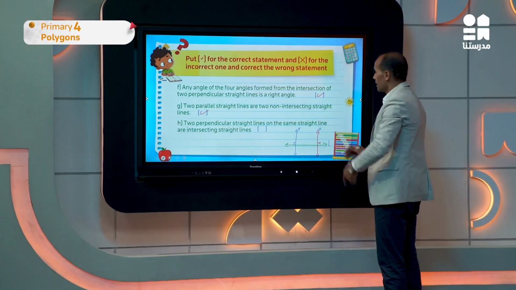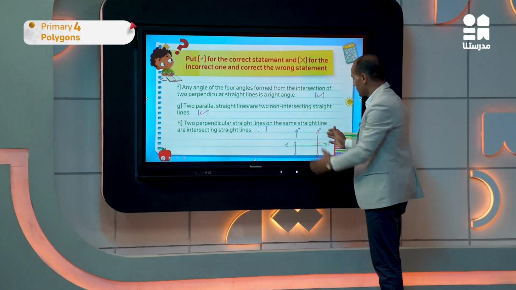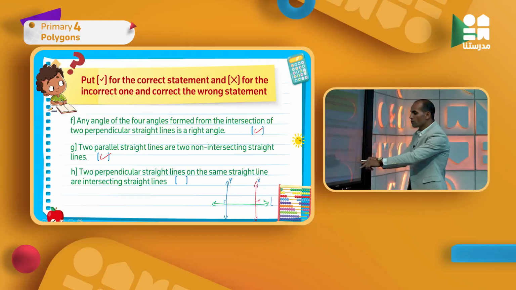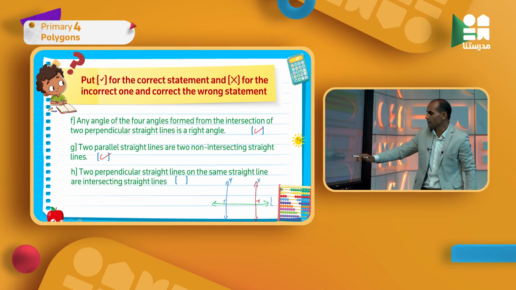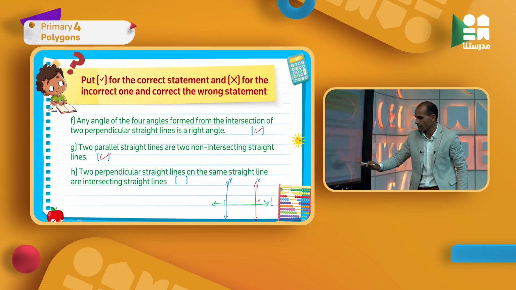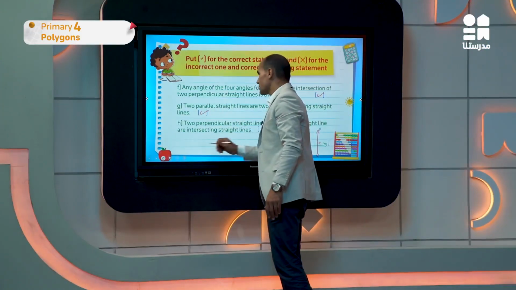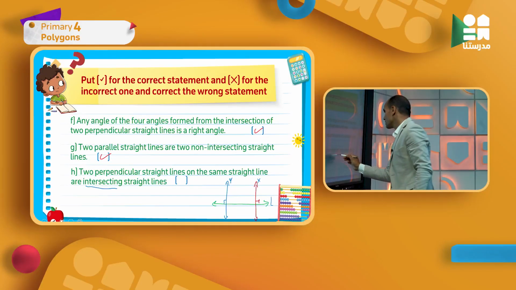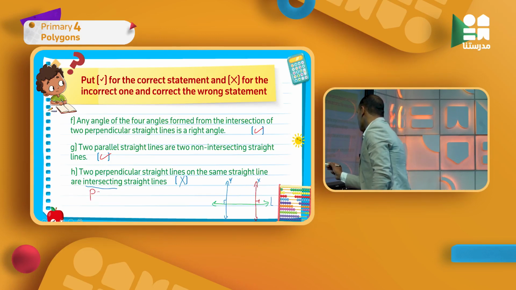So what is the question here? The two straight lines x and y, the relation between them is what? The statement says two perpendicular straight lines on the same straight line are intersecting straight lines. Are these intersecting, children? When x is perpendicular on L and y is perpendicular on L, the two straight lines x and y are parallel. Then this statement is wrong, is incorrect. Here it should say are parallel straight lines, not intersecting straight lines. So this is wrong, and the correct is parallel straight lines.